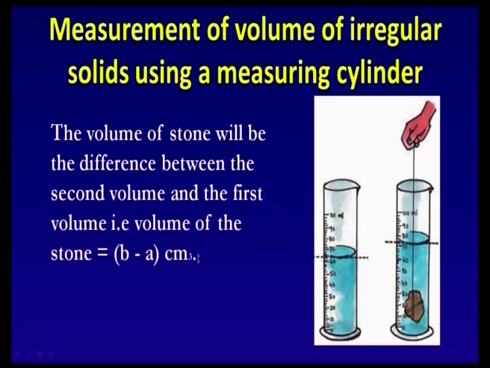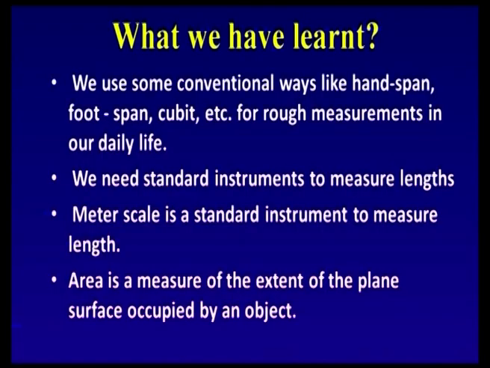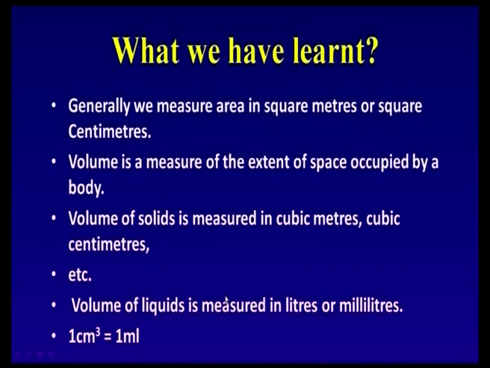Okay, children. Now, we have studied about hand span, foot span, cubit. We have studied about the standard instruments which we use to measure the length. We have studied how to measure the area of regular objects and irregular objects. We have also studied about how to measure volume, and we have studied that volume of liquids is measured in liters or milliliters. 1 centimeter cube is equal to 1 milliliter. Children, write the answers for these questions and improve your learning.